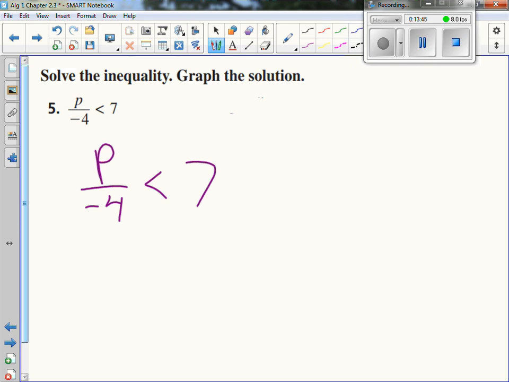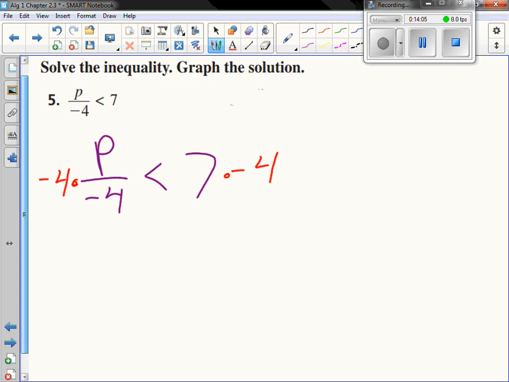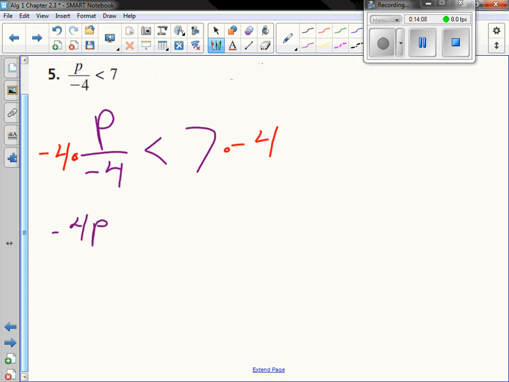So we need to get the value of p by itself. How would I get the value of p for this equation here by itself? What would I need to do to both sides? I need to multiply both sides by negative 4. Because the negative 4 and negative 4 will simplify, when I multiply by negative 4, I get negative 4p over negative 4. 7 times negative 4 is negative 28. Now again, because we multiplied by a negative, I have to switch the sign.